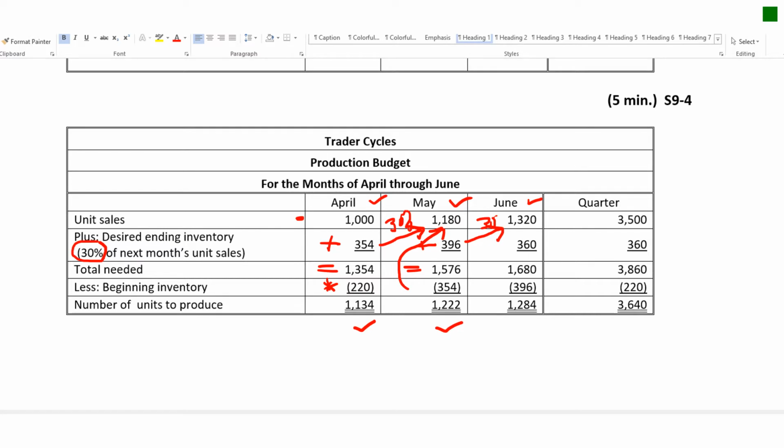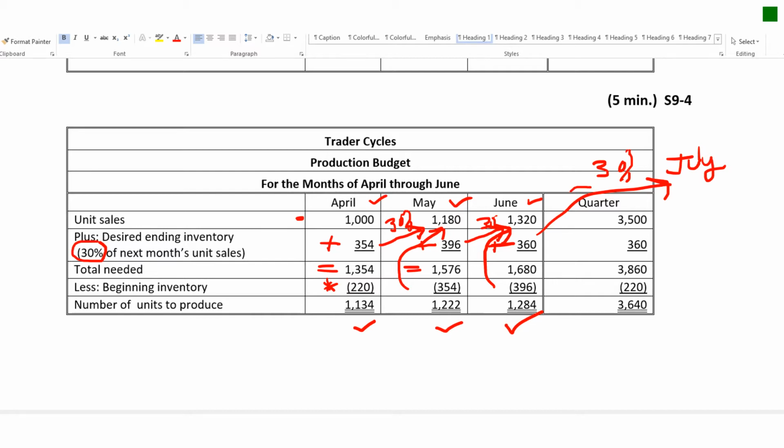So then when you go to June, again, you have to go back to the previous slide. They did give this to you. They gave you the July sales. You would basically take the 30%. Again, that number is not on this slide, but it's on the previous slide. You would take the 30% of July sales. That would give you this ending inventory for June. And then, of course, you would subtract out the beginning inventory, which is the 30% of June sales, to give you your units to produce for the month of June.